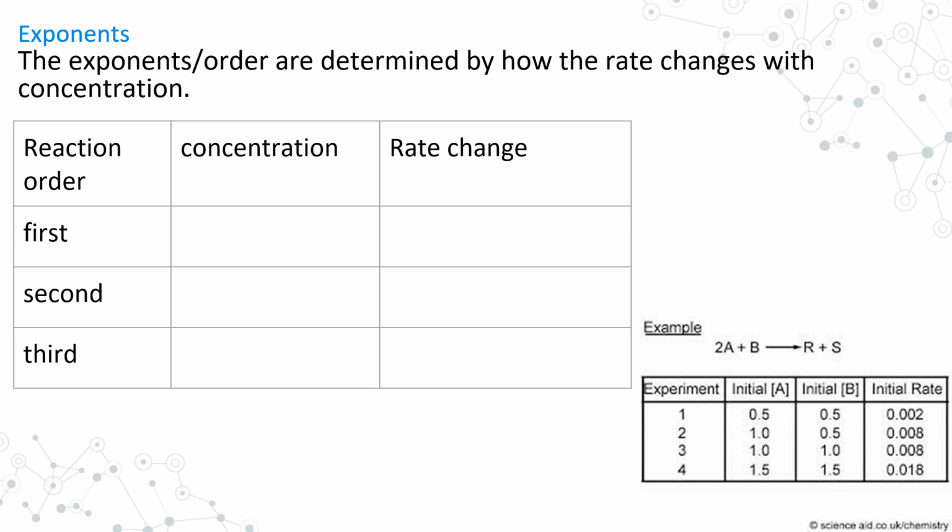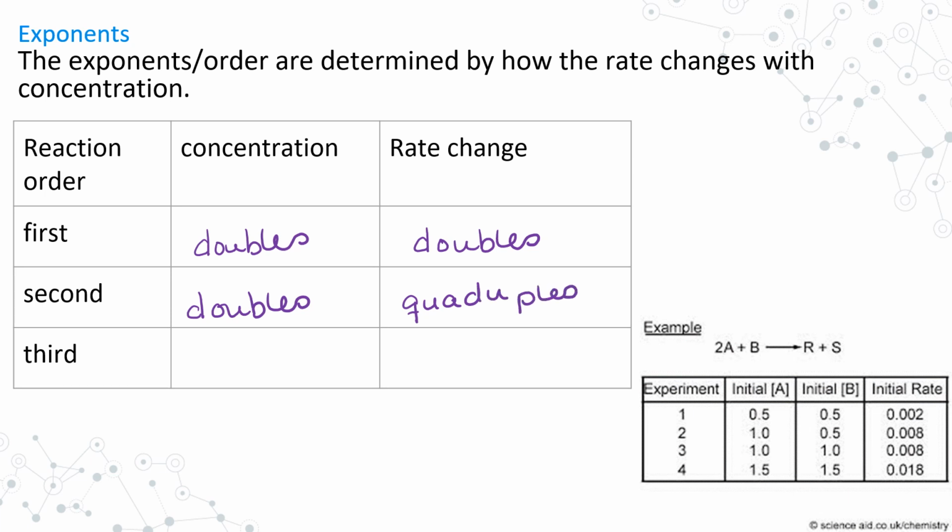So how do we know which reaction order is which? What are we really looking for? Something is a first order reaction if the concentration doubles and the rate doubles. It's a second order reaction if the concentration doubles, but the rate quadruples, so it changes by 4. It's a third order reaction if my concentration doubles, but my rate increases by 9.